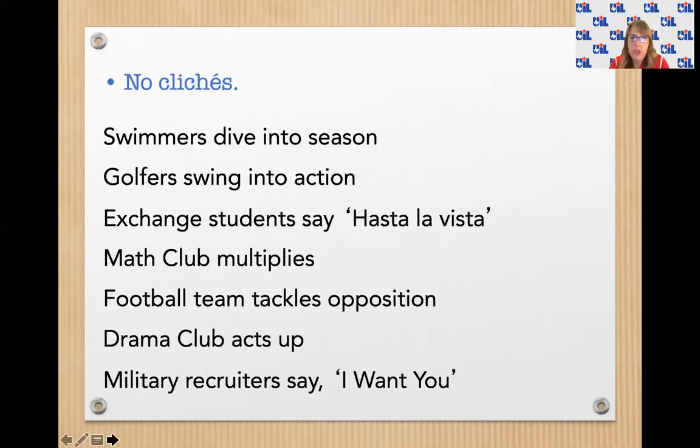We want to avoid clichés in our headlines. Now, sometimes you might play off of a cliché, but you're not going to use just a straight cliché in a main headline, but you may play off of one to make it more creative. But just these straight boring ones, no.